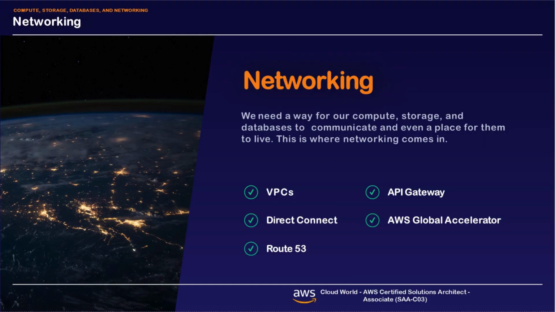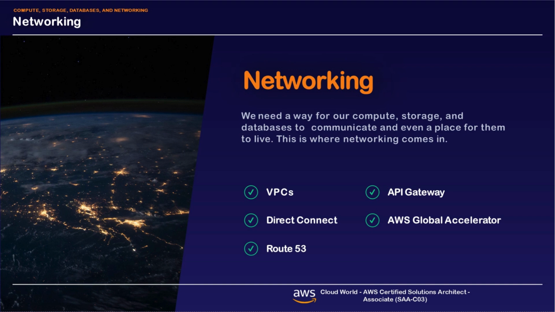Moving on from databases, we're going to learn about networking. Networking is just a way for our compute, storage, and databases to communicate with each other, and even a place for them to live in. And this is where networking comes in. So we're going to learn about VPCs, and VPCs are basically virtual data centers in the cloud. This is where all our resources are going to live. So our compute, our storage, our databases, etc. We then have Direct Connect. Direct Connect is a way of directly connecting your headquarters or your on-premise data centers to AWS. We're going to learn about that in more detail.